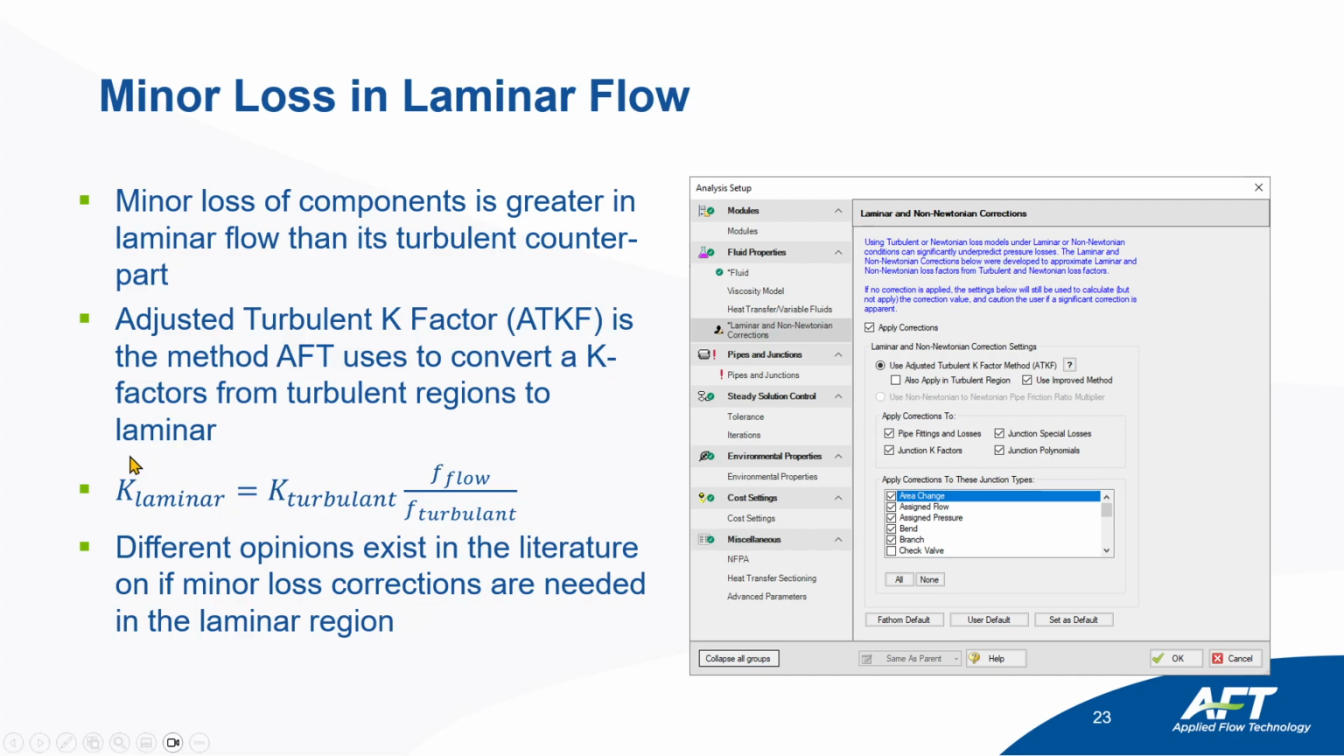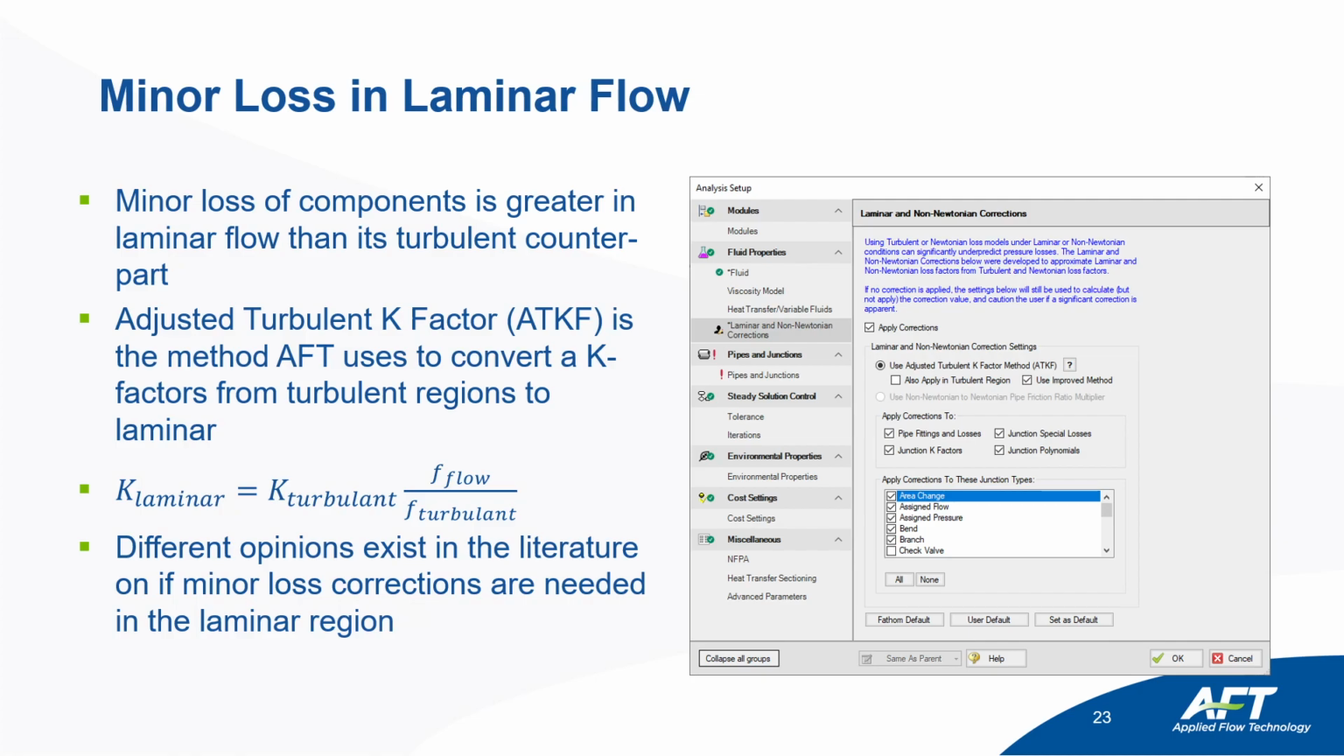The equation used is pretty straightforward. It will take the K turbulent factor and then say, what is the friction factor of your flow at your Reynolds number, at your pipe roughness, what is the turbulent friction factor at that fully turbulent region, and just correlate them to what the K factor will be in the laminar region.